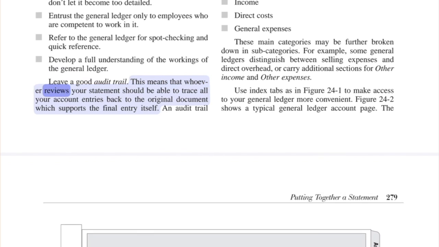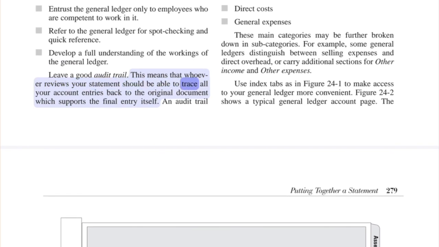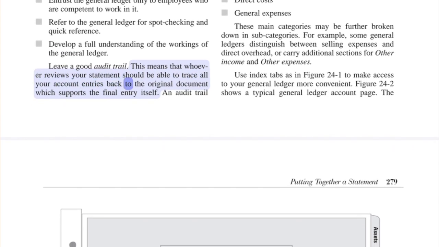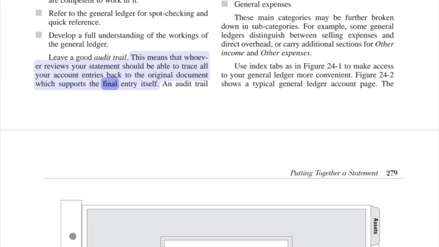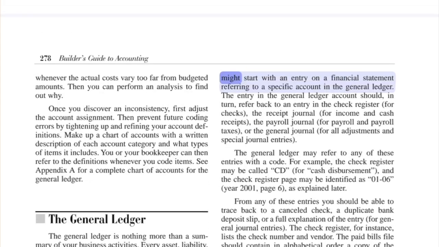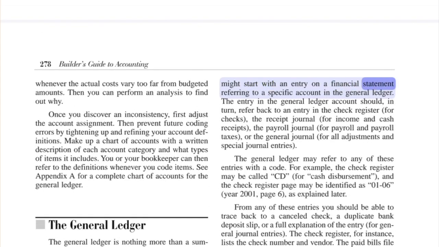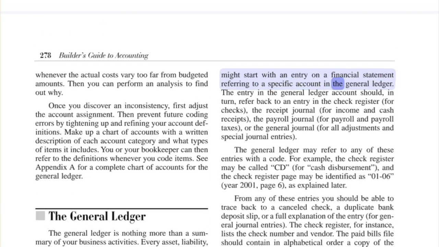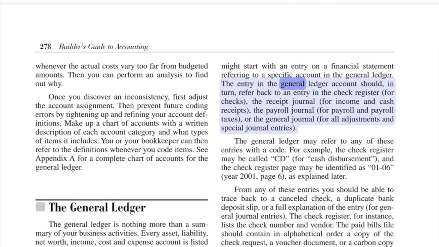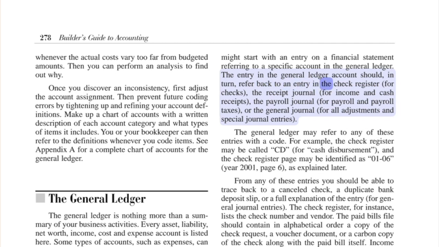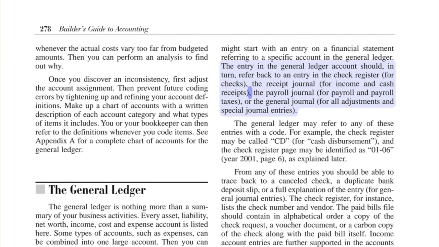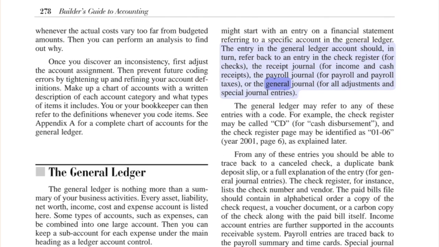This means that whoever reviews your statement should be able to trace all your account entries back to the original document, which supports the final entry itself. An audit trail might start with an entry on a financial statement referring to a specific account in the general ledger. The entry in the general ledger account should, in turn, refer back to an entry in the check register, the receipt journal, the payroll journal, or the general journal.